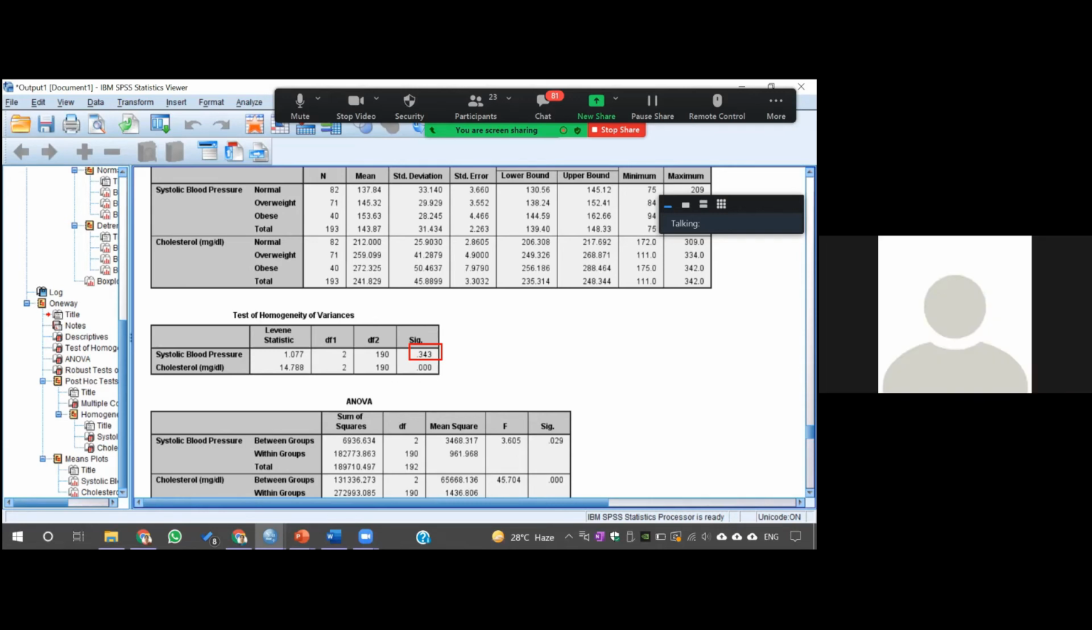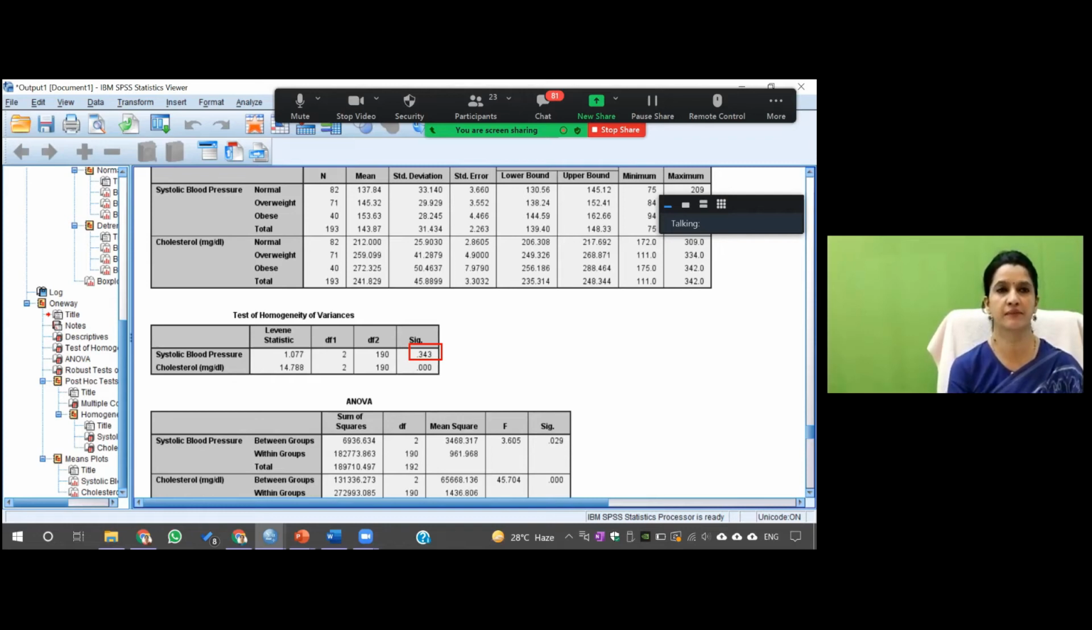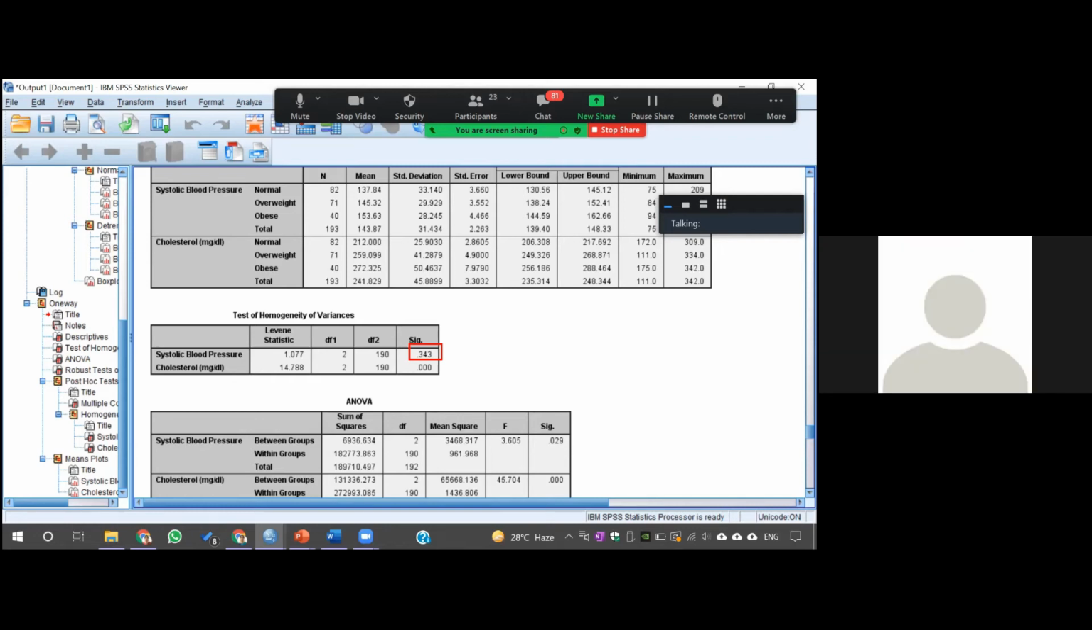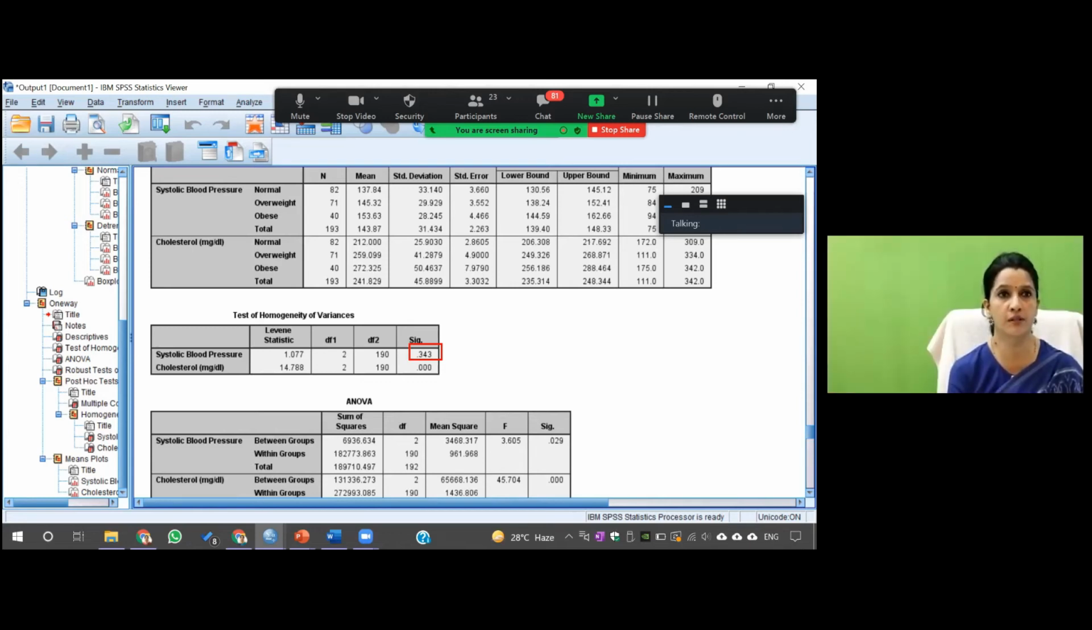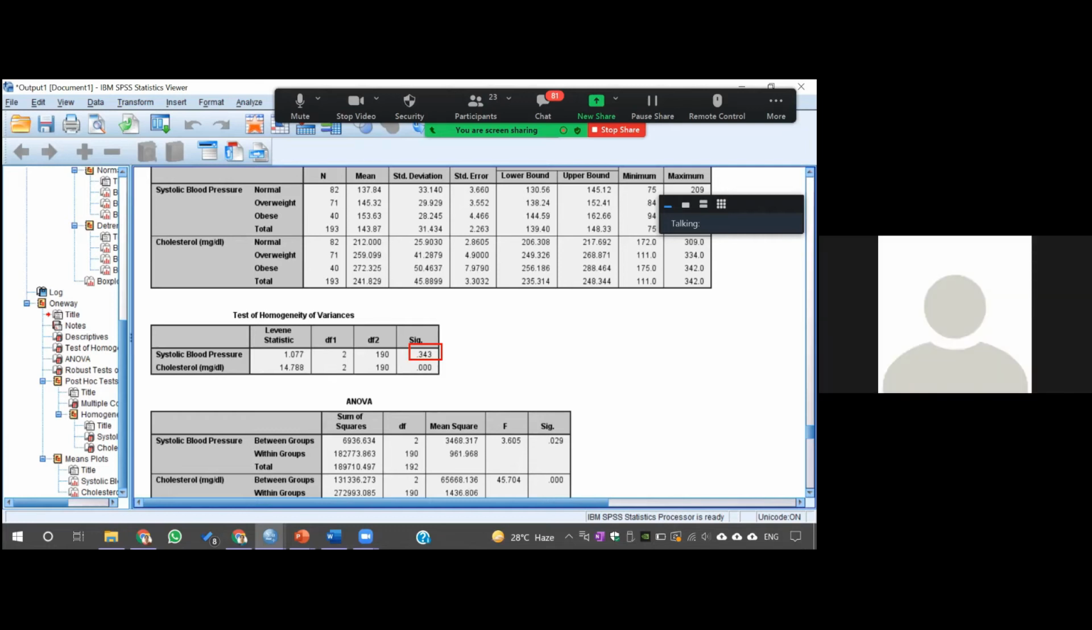Since it's significant, it is not assumed. Can you repeat once again? Ma'am, this is significant, 0.343. So, variance assumed or not assumed? Ma'am, it is not assumed.